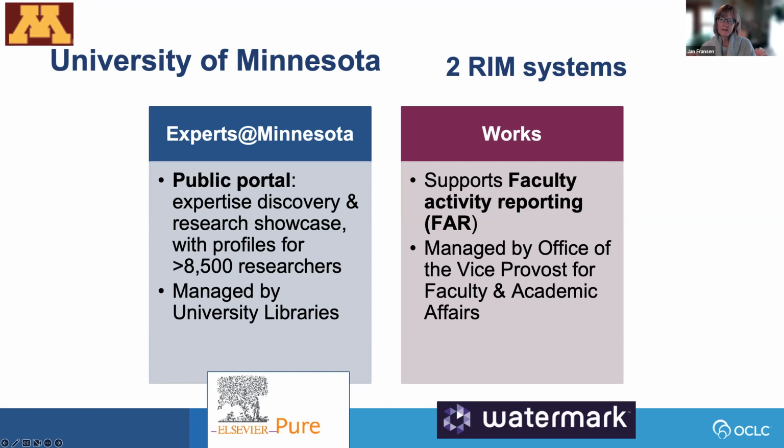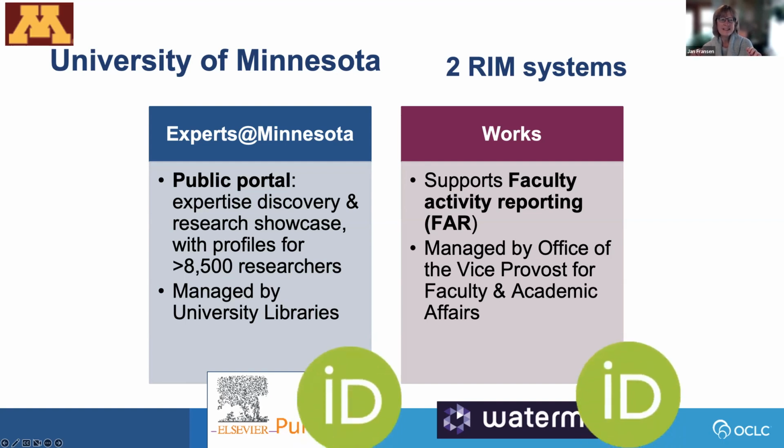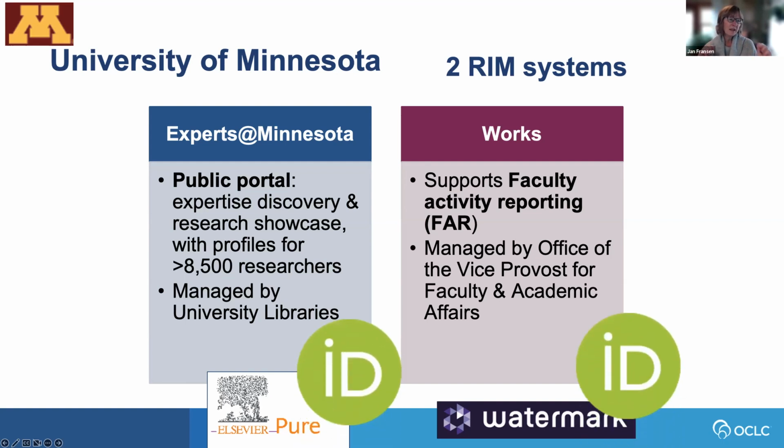Now, each of them has an ORCID integration. For Pure, the integration is read-write. So people can import items from their ORCID record, or when items are added to Pure that aren't already in ORCID, they get sent automatically to the person's ORCID record. Faculty Success is a read-only implementation, so people can import from ORCID into Faculty Success. Now, because Experts exports to ORCID and Works can import from ORCID, that's how we suggest people connect the two.